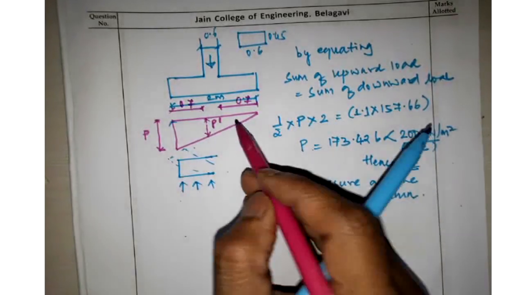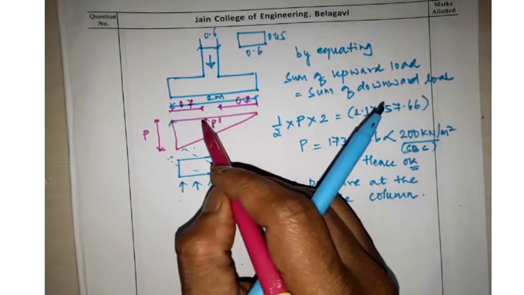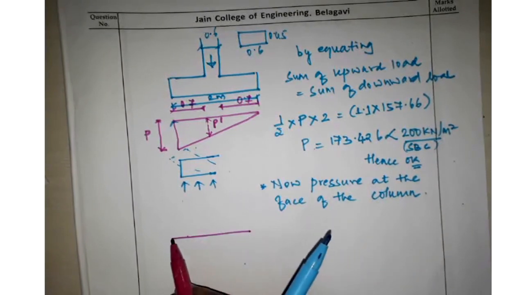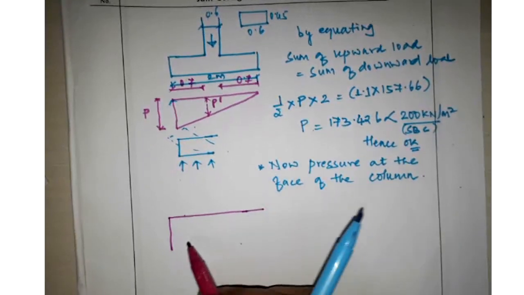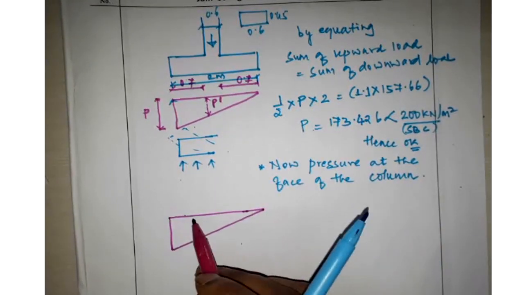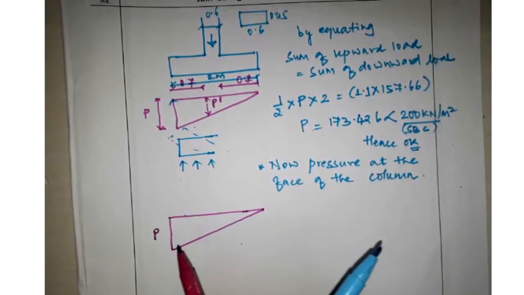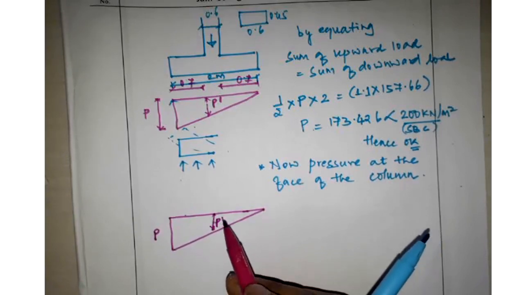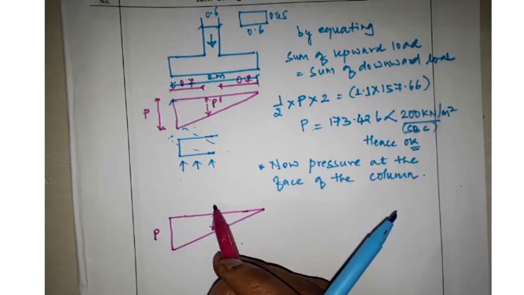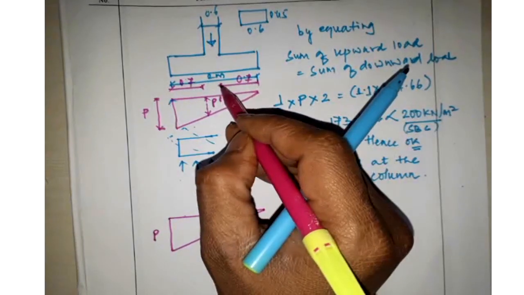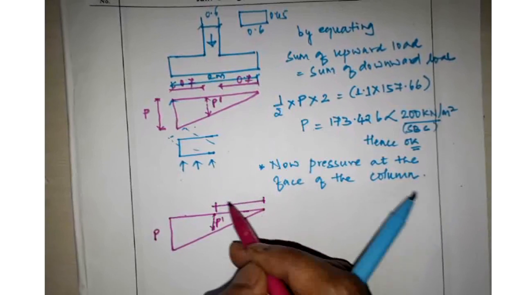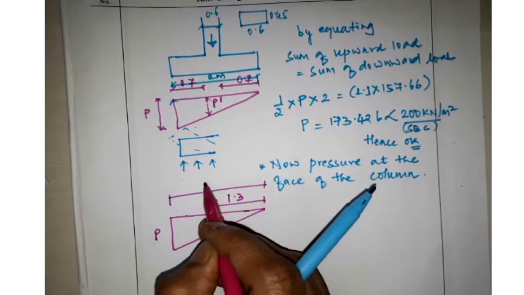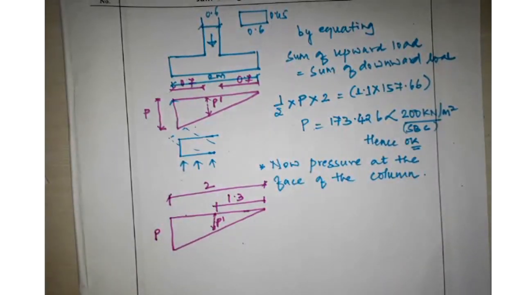So what you have to do? You have to use the similar triangle. This by this and this by this. Okay, so if I want to show it here once again, we have got the triangle like this. Here it is P, already calculated, and here we have to find out what is P dash. So already we have got this as at the face of this. So 0.7 plus 0.6, this distance will be 1.3, and this total distance is 2 meter.